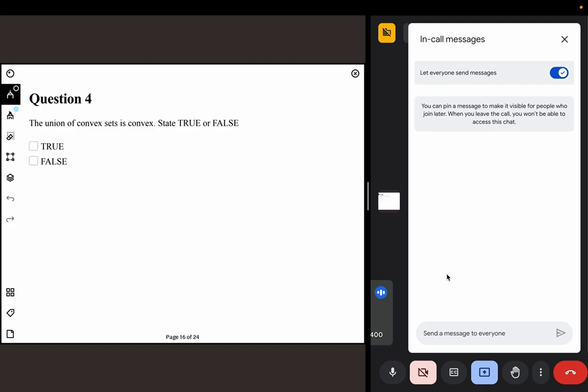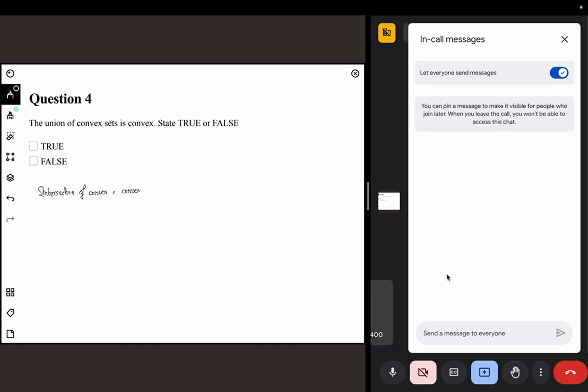Okay. The next one is union. Union of two convex sets is convex. True or false? We discussed intersection. Intersection of convex sets is convex. Is union also convex?